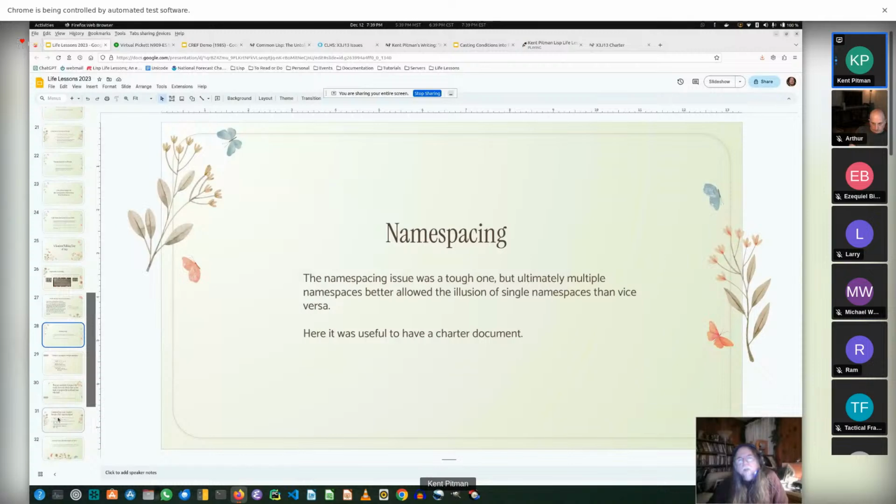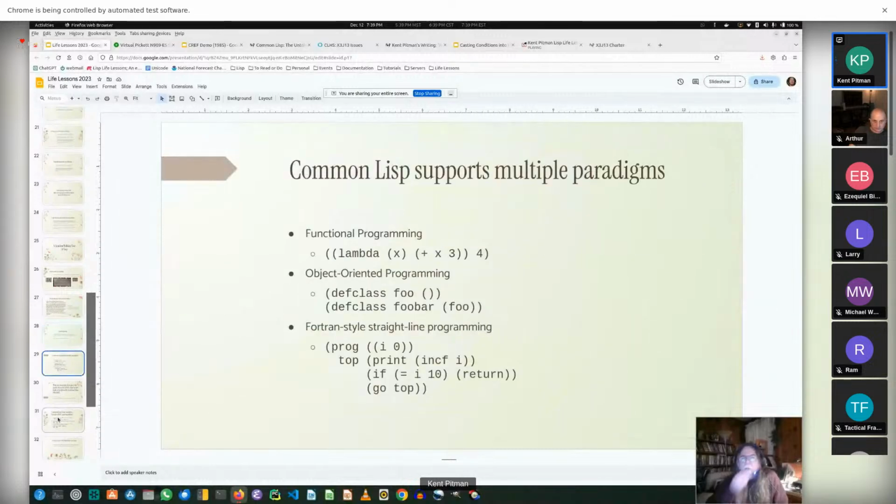So the charter document was helpful here for helping us resolve some conflicts over this, but this was a genuinely hard issue. Common Lisp did end up supporting multiple paradigms. You can write things that look sort of functional. Functional is obviously not the forced version of how you're supposed to program in Common Lisp. You have options. You can choose one or another, but we did what we could to make the functional programming fit well within the context of programs that do other kinds of things.